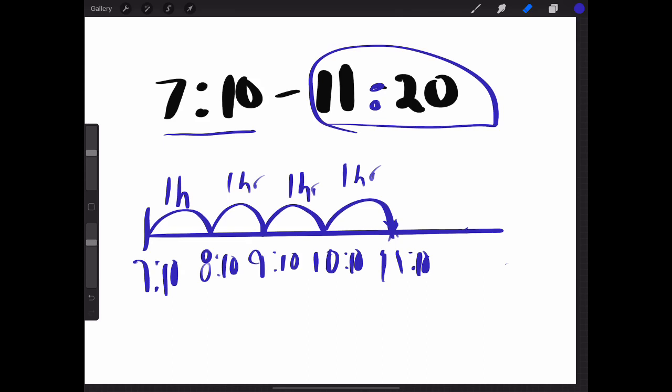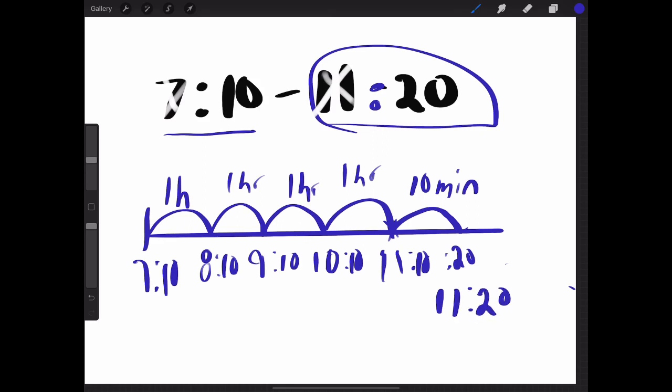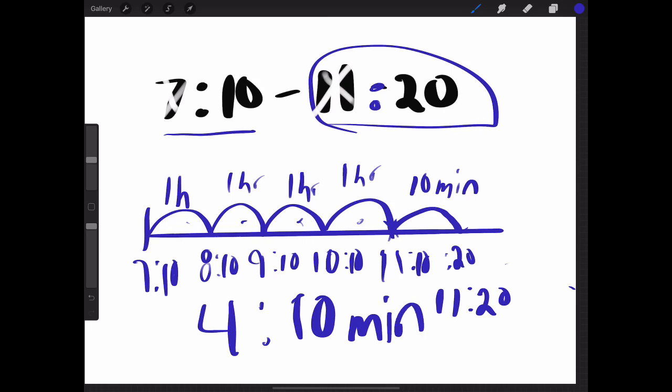I'm not even going to look at the hours now. I'm going to jump from 10 to 20. And the question I'm going to ask myself is, how long was that? Well, that was just 10 minutes. So at this point, I would be at 11:20. So I add up what I have here. This is 1, 2, 3, 4 hours and 10 minutes.